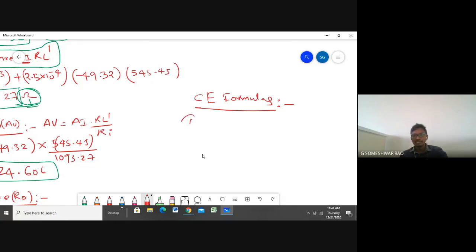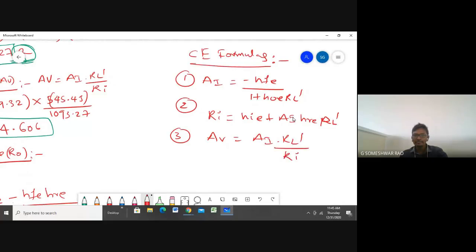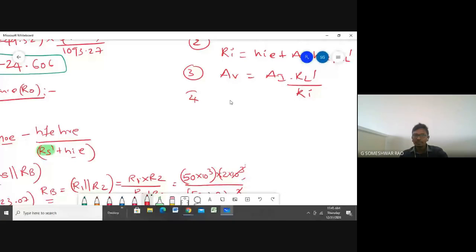What is the first formula? AI. AI is equal to minus HFE by 1 plus HOE into RL dash. Second formula, RI. RI is HIE plus AI into HRE into RL dash. Third formula is AV. AV is equal to AI into RL dash by RI. Okay, ఈ ఫార్ములాస్ అన్ని మనతో ఉంటే ఫటాఫట్ రాసేయడమే. So fourth parameter is R naught, but R naught directly we don't have a formula. Y naught we are having. So R naught is equal to 1 by Y naught actually.